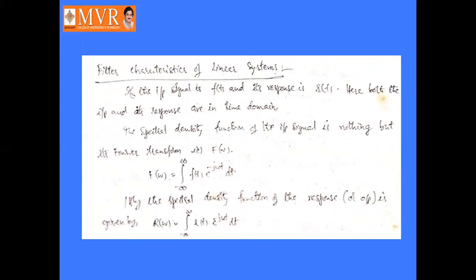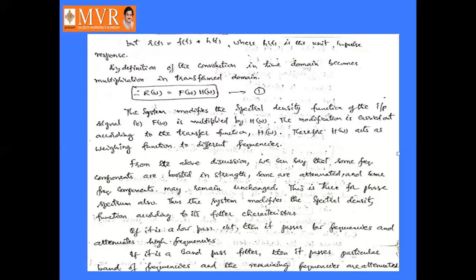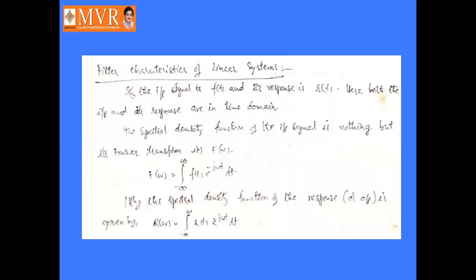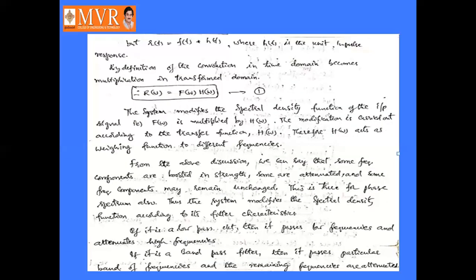It depends upon the filter. If it is a high pass filter, it allows only high frequency components and attenuates low frequency components. If it is a band reject filter, it rejects a particular band of frequencies and allows the remaining frequencies. This is about the filter characteristics of linear systems.